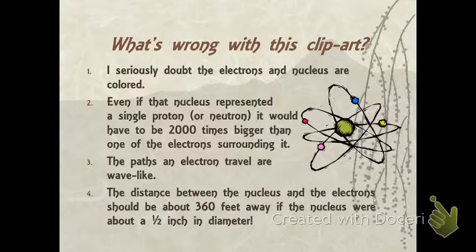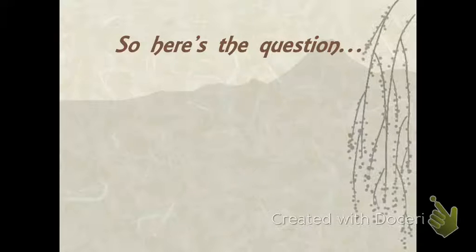And lastly, which is probably the most interesting, is the distance between the nucleus and the electrons. They are way too close in this picture. In order to have this drawn correctly, if that were a nucleus, and that's the size it was, about 1/2 inch in diameter, then the nearest electrons would have to be 360 feet away. Certainly wouldn't fit on a piece of paper, but that's how it would have to be in order to be correct.